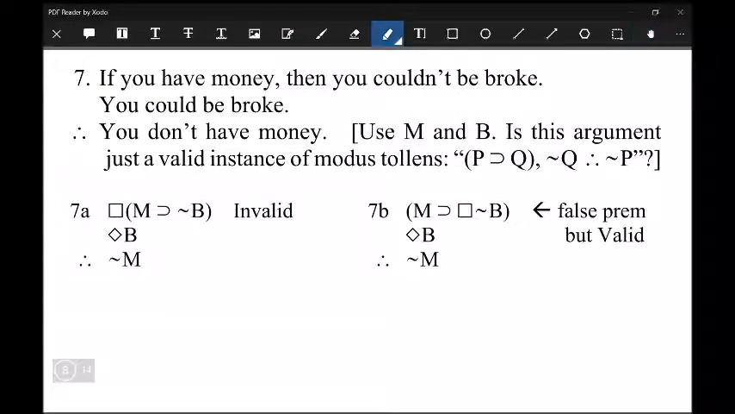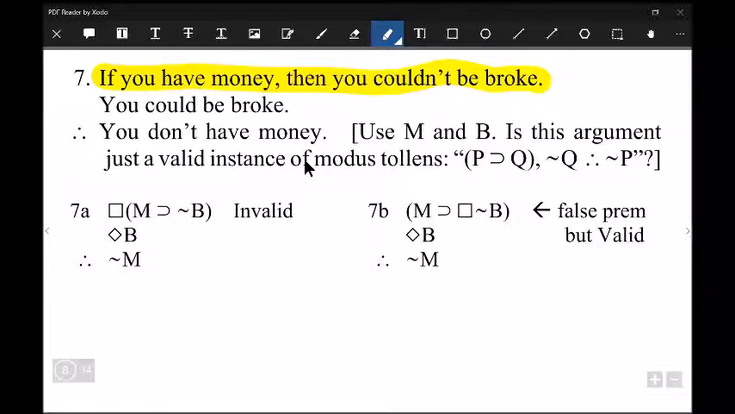If you have money, then it couldn't be that you're broke. You couldn't be broke, right? If you have money, you couldn't be broke. But you could be broke. You could always be broke. It could be that coming to class, or actually you're probably in your easy chair somewhere at home or whatever. Maybe you had a hole in your pocket and your money slipped away. So you are broke. Could be. It's possible. So if you have money, it couldn't be that you're broke, but you could be broke. Therefore, you don't have money.